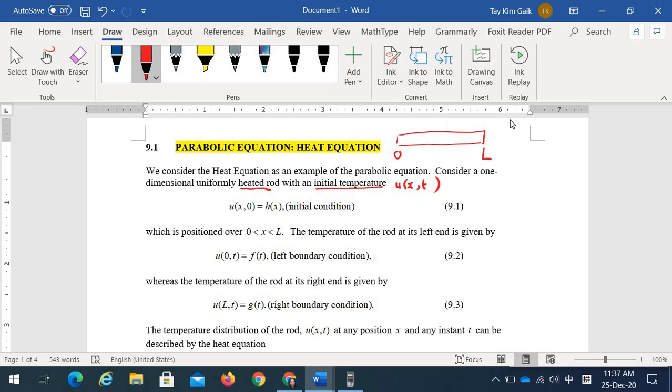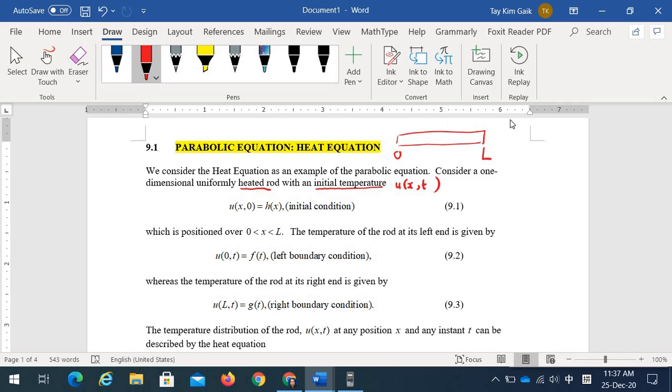And the temperature of the rod at the left end, x equal to 0, is the function u(0,t) at all times t. At x equal to 0, the temperature is equal to f(t). This is at all values of x, but at t equal to 0, the temperature is h(x).